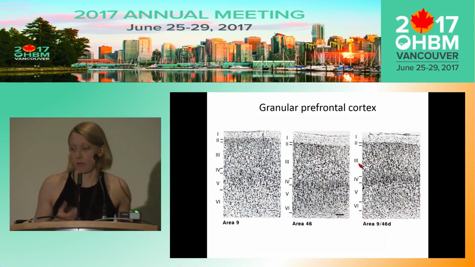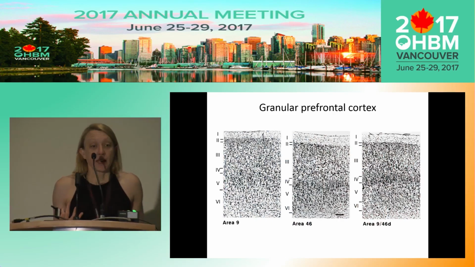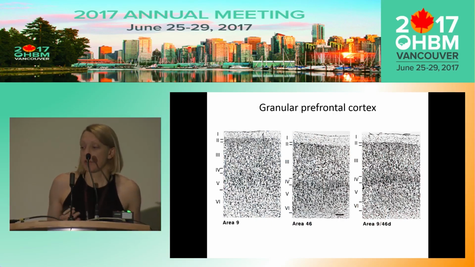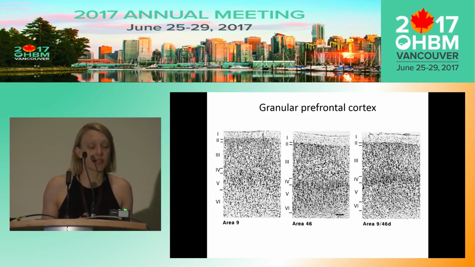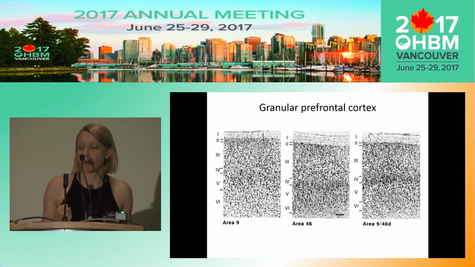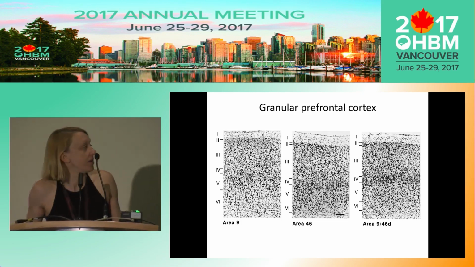So there's a lot going on in primary visual cortex. And here's another one. This is the last example I'm going to show, which is prefrontal cortex. Prefrontal cortex is known as granular cortex because it has this layer 4, which is populated with many of these small granule-type cells. And again, you can see them here.